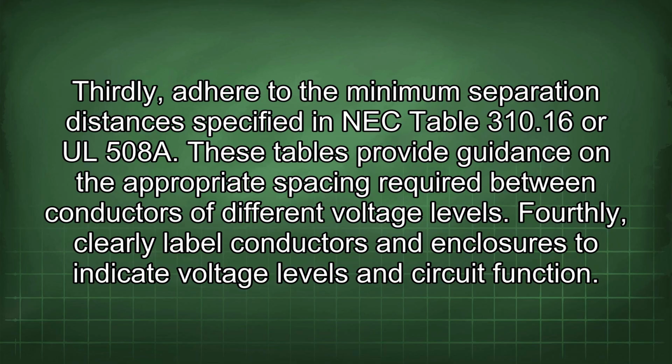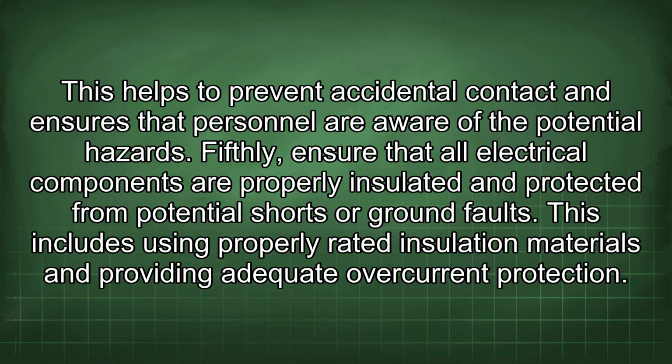Thirdly, adhere to the minimum separation distances specified in NEC Table 310.16 or UL 508A. These tables provide guidance on the appropriate spacing required between conductors of different voltage levels. Fourthly, clearly label conductors and enclosures to indicate voltage levels and circuit function. This helps to prevent accidental contact and ensures that personnel are aware of the potential hazards.